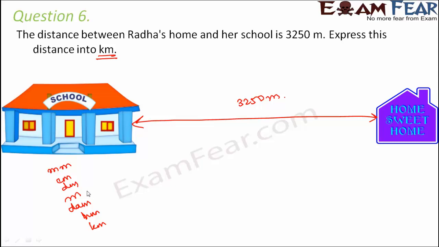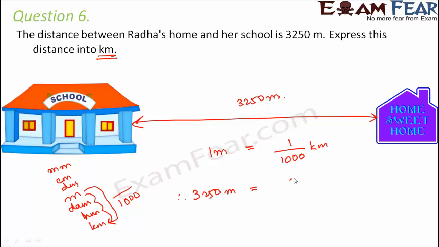So we have to convert meter to kilometer. So we are coming from top to bottom, so we are going to divide. Divide by what? 1, 2, 3 steps. So we will divide by 1000. Therefore we can say that 1 meter is equal to 1 by 1000 kilometer.